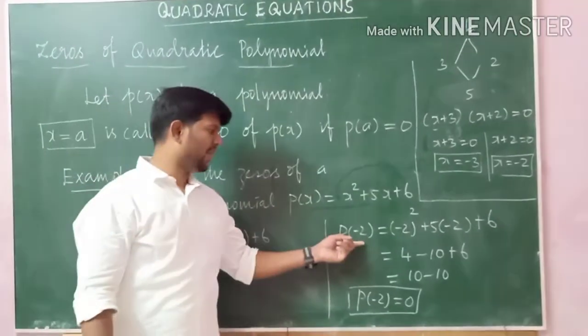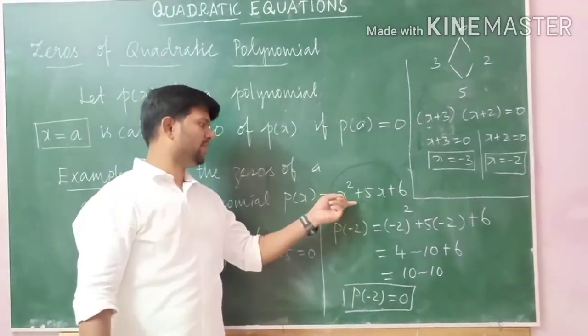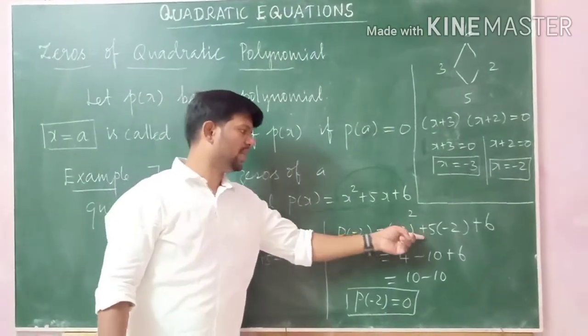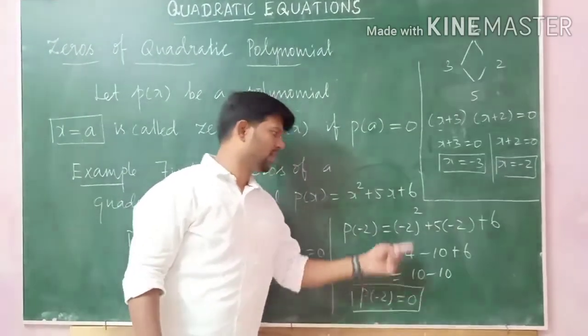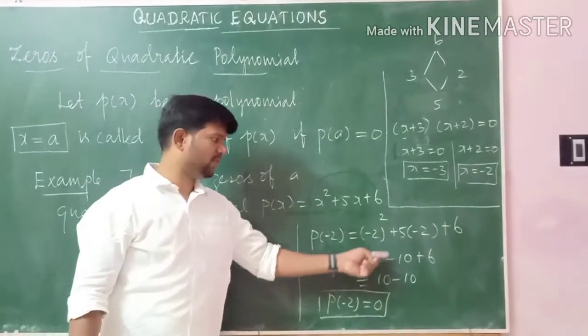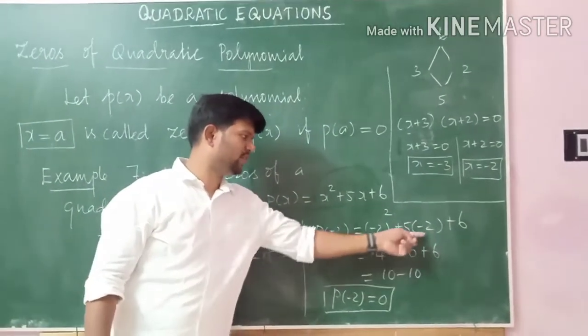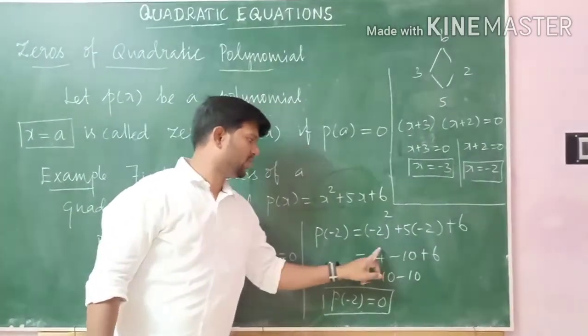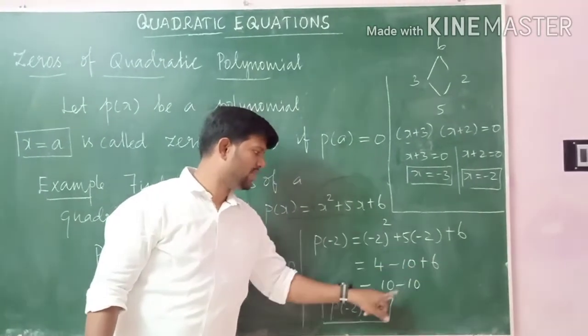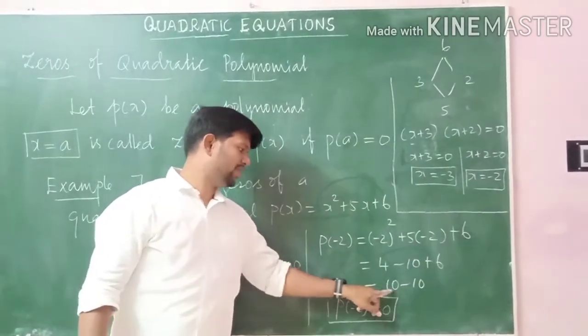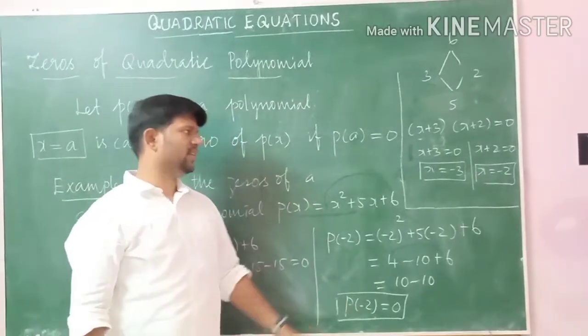Also, p of minus 2. Replace x by minus 2 now. Minus 2 square plus 5 into minus 2 plus 6. Minus 2 square is what? Plus 4. Plus into minus, minus 5 2s are 10, plus 6. You add this 4 and 6. 4 plus 6, 10, minus 10. So 10 minus 10, 0. So p of minus 2 is 0.